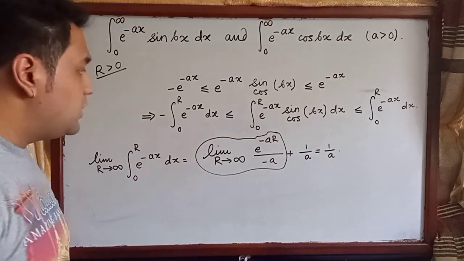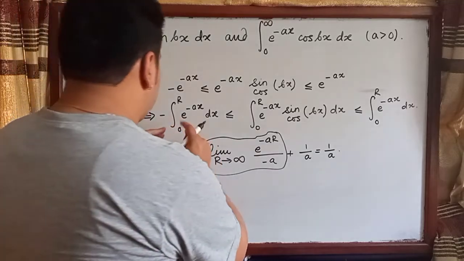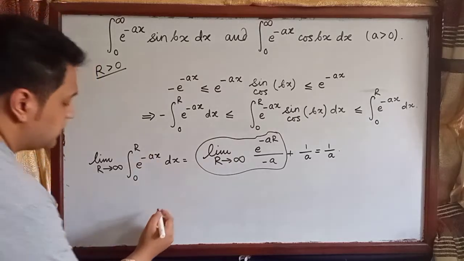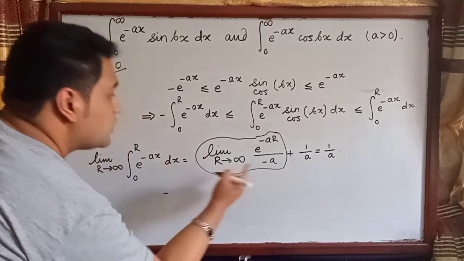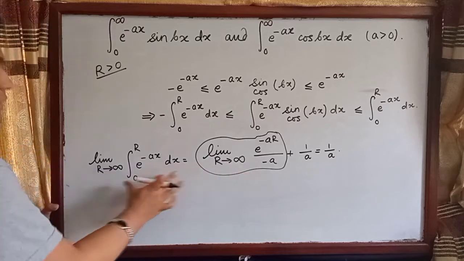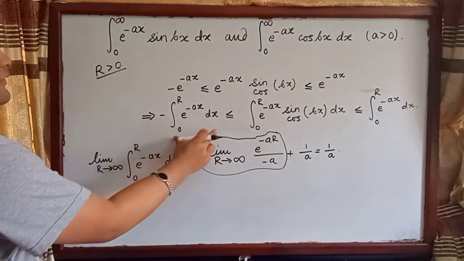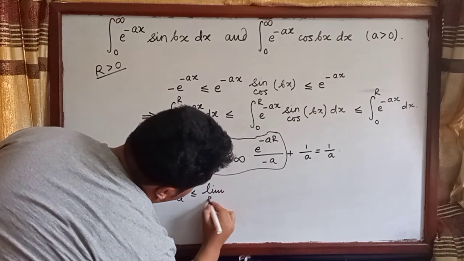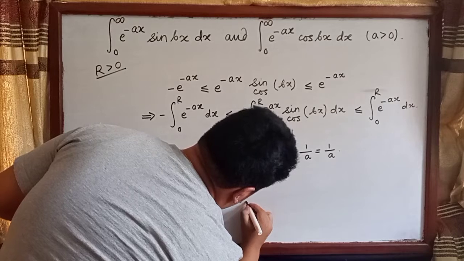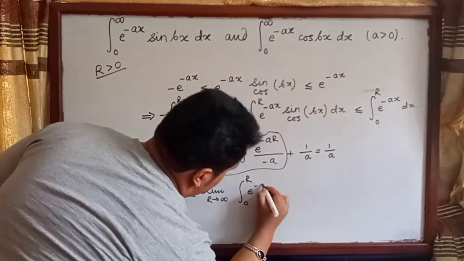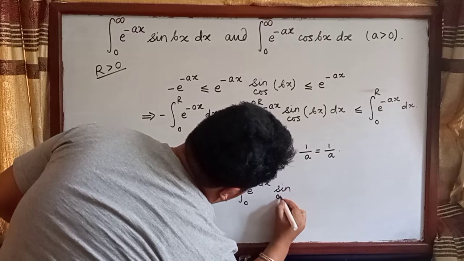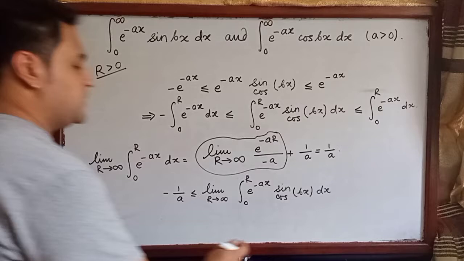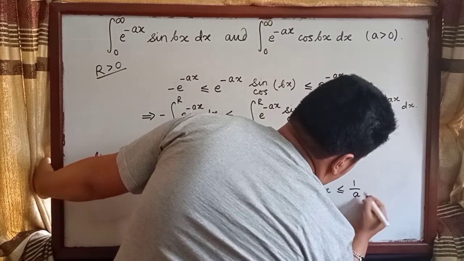So, if we use the Squeeze theorem and take limits as r tends to infinity in this inequality, what do we get? Since this is 1 by a, we get negative 1 by a. Minus 1 by a is less than or equal to the limit as r tends to infinity of the integral from 0 to r of e to the power minus ax times sine or cos bx dx, which is less than or equal to 1 by a.